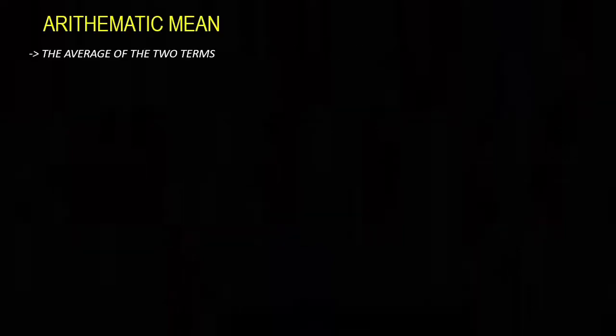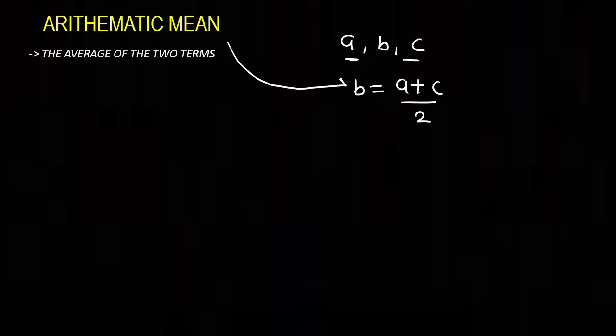So the next topic is arithmetic mean. What is the arithmetic mean? The arithmetic mean is the average of two terms. Say there are three terms in AP: a, b, and c. Then the average of a and c will be b. How? b will be (a plus c) by 2. This b will be the arithmetic mean of this AP.